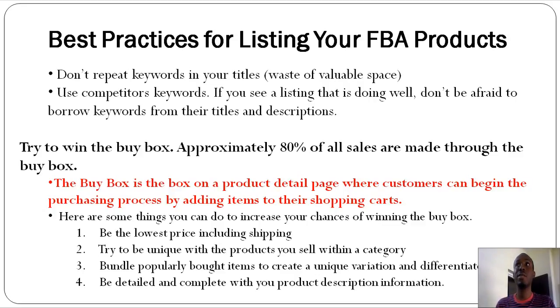So when you go to Amazon and type in a product, to the right of the screen you see where that little box pops up that says add to cart. That's what the buy box is. And in order for you to get the buy box, most of the time you have to have the lowest price including shipping. You have to try to be unique with your product.